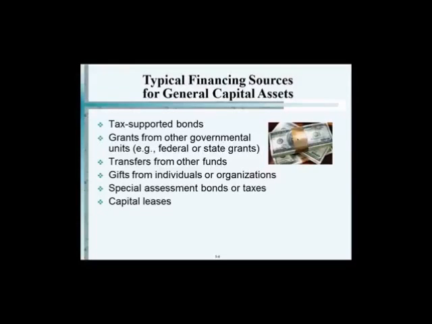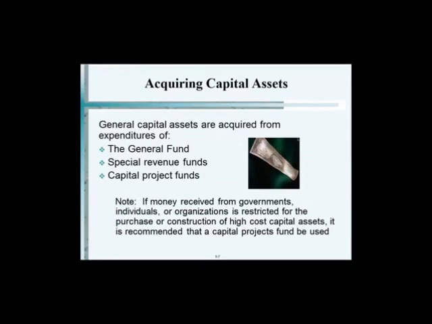Capital leases are interesting because they are outside that cap. So very creative CFOs use capital leases to finance capital assets because they're outside the cap, the $1 million restriction that I gave you. If they were to go out and just traditionally issue bonds, that will fall within that 1 million. Again, we'll take a look at this in a moment. So general capital assets are acquired from expenditures of the general fund, the special revenue funds, and the capital projects fund. And this is what we'll take a look at, the capital projects fund itself. We'll talk a little bit more about this in a moment.